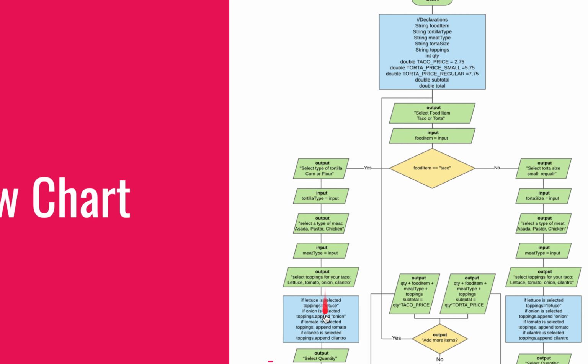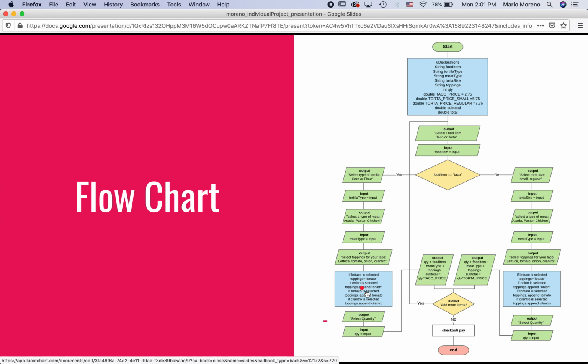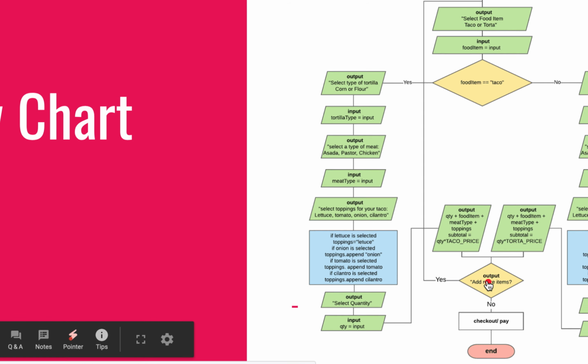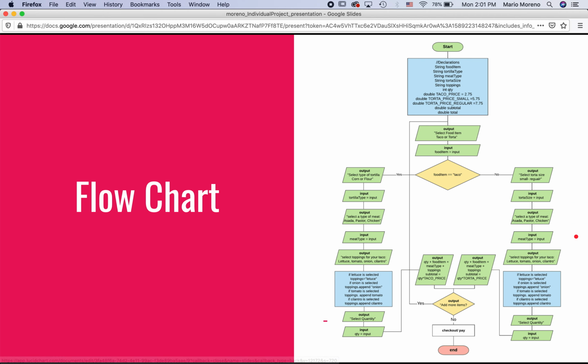the toppings, which is going to be a checkbox selection. They select the quantity, and then the application outputs to a screen what they just ordered. If they decide to add more items, then they go back to the screen where they can select again what they want to build. And then it's the same for the torta.